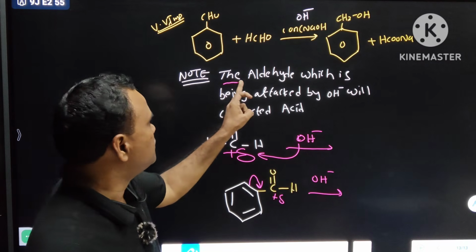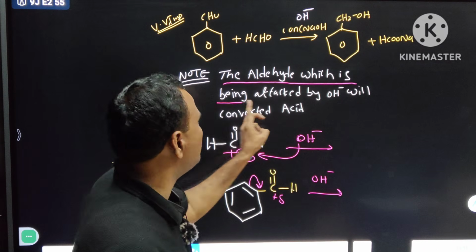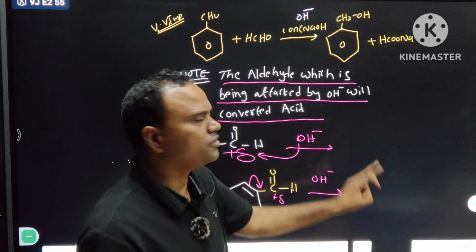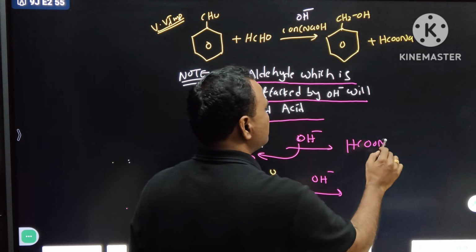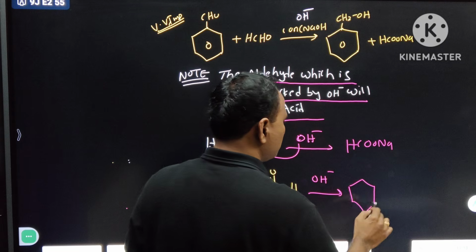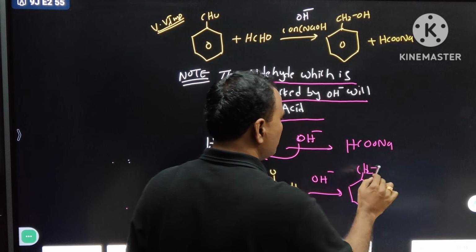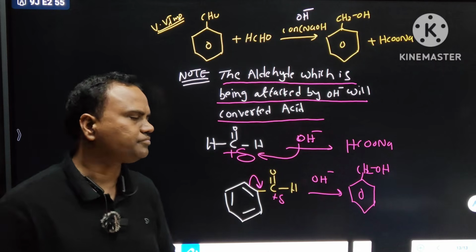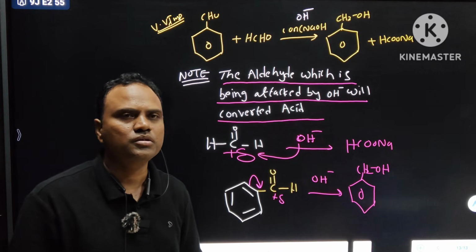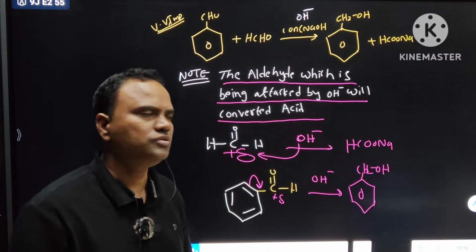What is the sentence here? The aldehyde which is being attacked by OH minus will convert to acid. That's why formaldehyde is converting into acid, and this will convert to alcohol. Very, very important example in the Cannizzaro reaction. Clear? Both of you. Right.